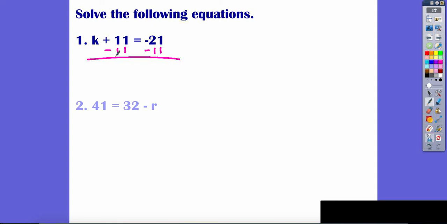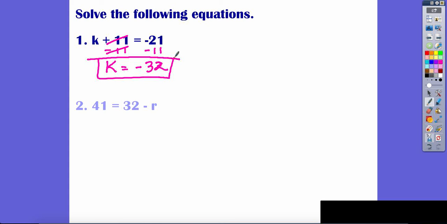Now, I write them like this so that they're stacked up so that I can go ahead and do the operations that I need to do. And what I see is that positive 11 and negative 11 are going to cancel or become 0, because 11 minus 11 is 0. And what I'm left with is k. So k is going to equal, and now I come over here and I just have to simplify these values. Negative 21 minus 11 more is negative 32. I almost said 33. Okay? So negative 32 is the value of k that would make that equation true.